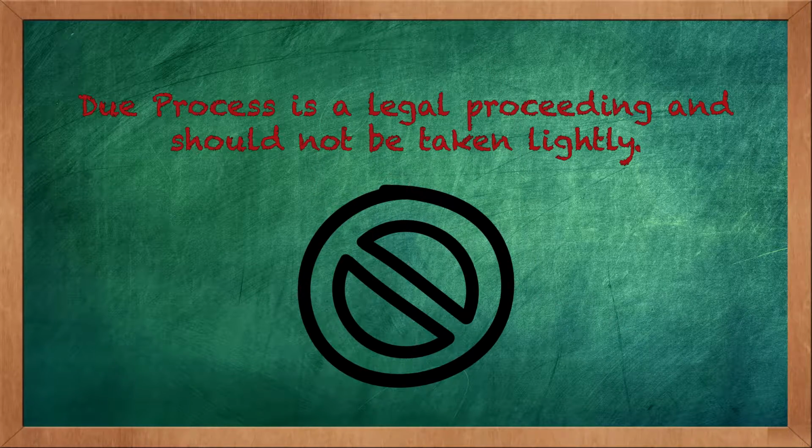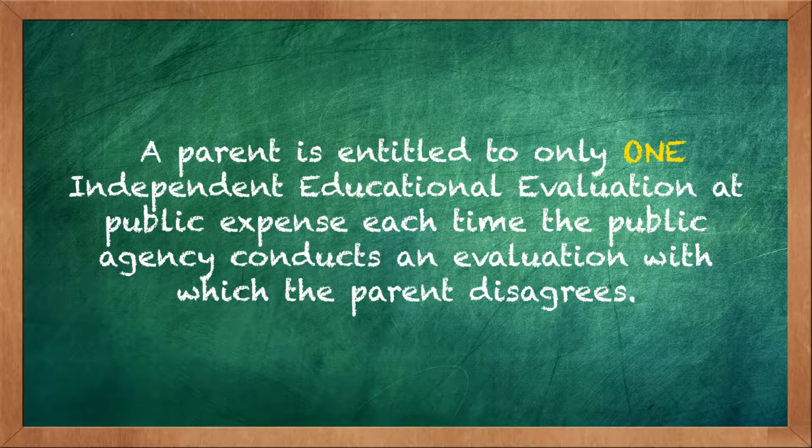If you've been around other parents of children with special needs, I'm sure you've heard of IEEs. In many ways, IEEs are an invaluable tool, but it's also important to realize that requesting an IEE simply for the sake of requesting one won't necessarily help your case, especially if the IEE finds the same results that the district evaluation found. A district can file for due process against you if they decide to defend their evaluation. As we'll cover in a later chapter on disputes, due process is a legal proceeding and should not be taken lightly. Finally, an important note. A parent is entitled to only one independent educational evaluation at public expense each time the public agency conducts an evaluation with which the parent disagrees.